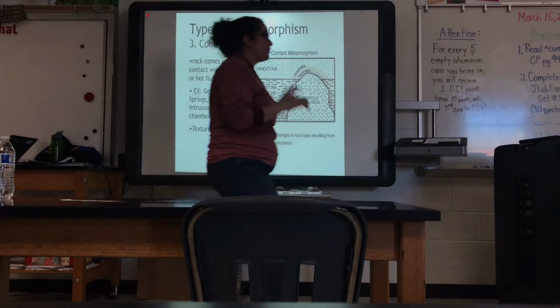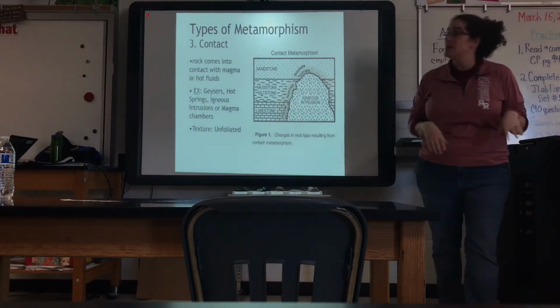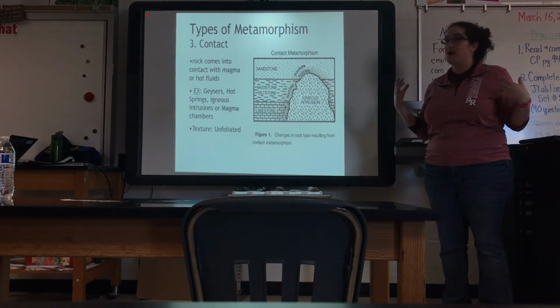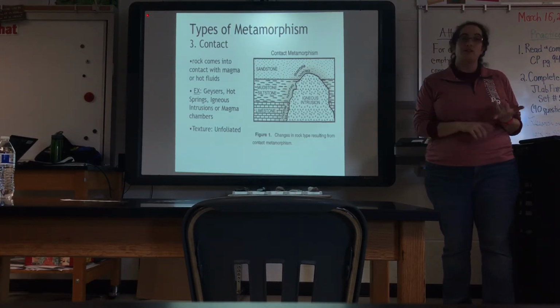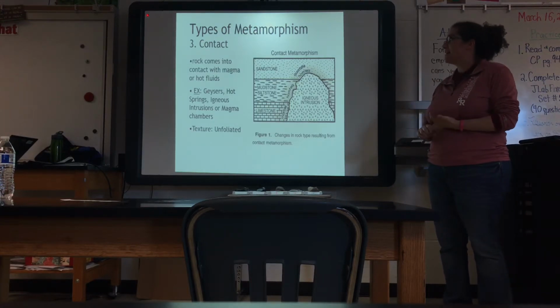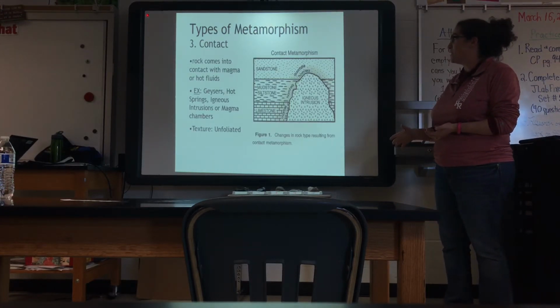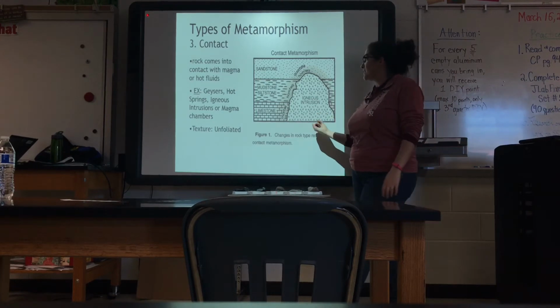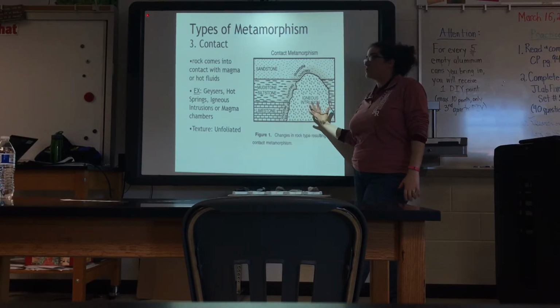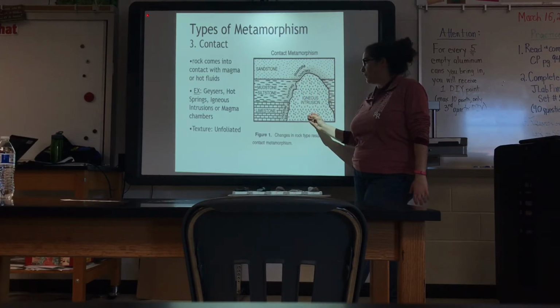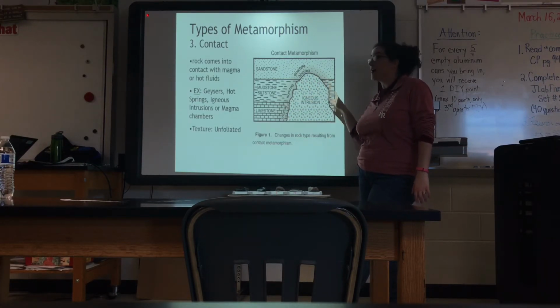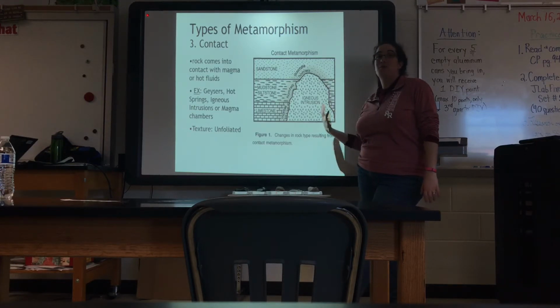All right. So the third type of metamorphism is contact metamorphism. Contact metamorphism is when there's extreme heat because it comes in contact with magma or some other hot fluid. So, for example, if you have a geyser or a hot spring or igneous intrusion or magma chambers. And when I say igneous intrusion, what that means is that there was some magma and it tried to push through the rock to get to the top, but it didn't get there. It sort of eats these rocks along the way. But the parts of the rocks that it doesn't eat, it's so hot that it basically cooks these other rocks and turns them into a new metamorphic rock.